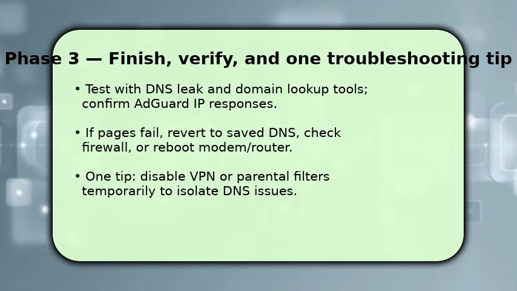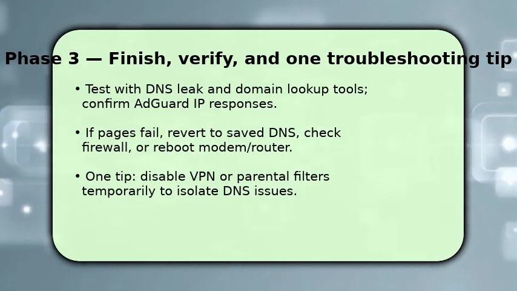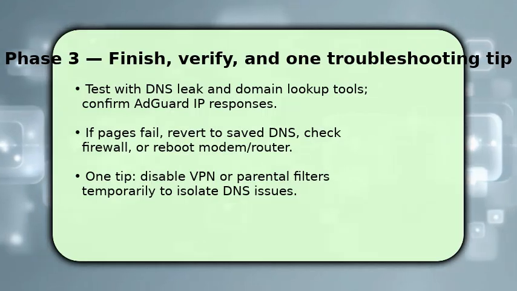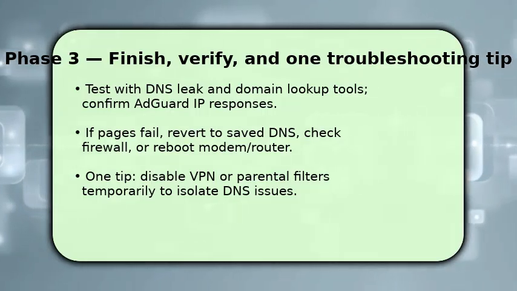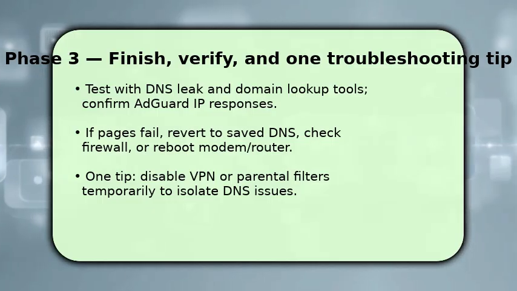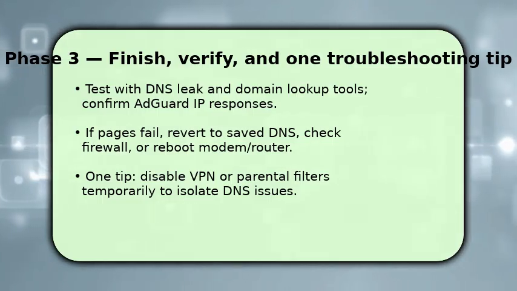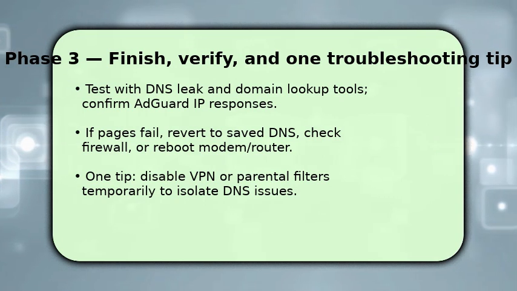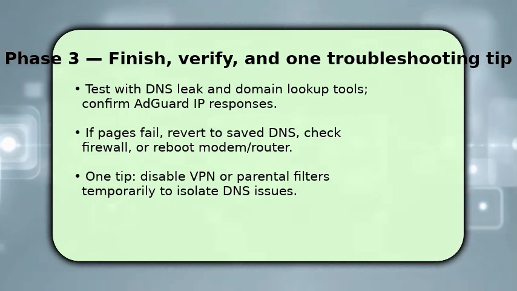If something breaks, try one key troubleshooting step. Revert to the saved DNS values and reboot the router. This often isolates configuration mistakes. Make sure no VPN, ISP DNS hijacking, or firewall rule is forcing different DNS. If problems persist, recheck each device's DNS to ensure none are overriding the router.